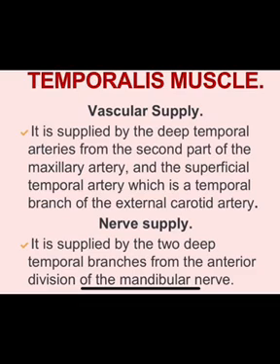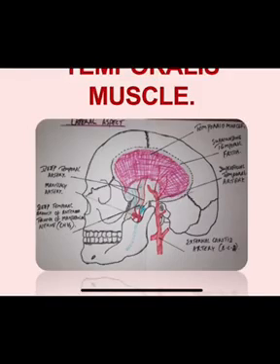The nerve supply to the temporalis muscle comes from two deep temporal branches from the anterior division of the mandibular nerve. Remember, the mandibular nerve is one of the branches from the trigeminal nerve. Right here, you can see the temporalis muscle with the artery, the arterial supply well illustrated there.